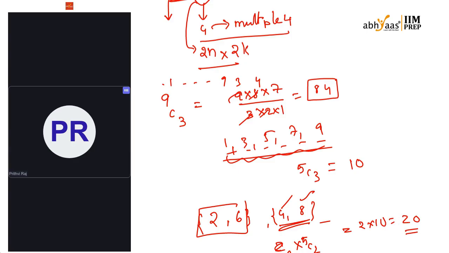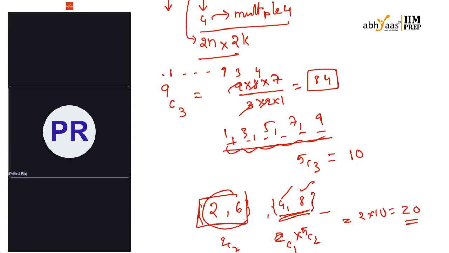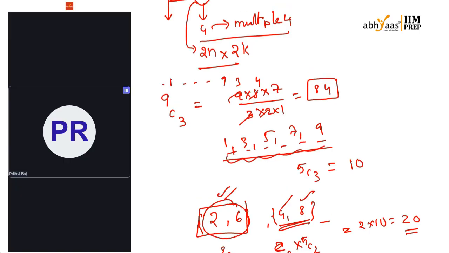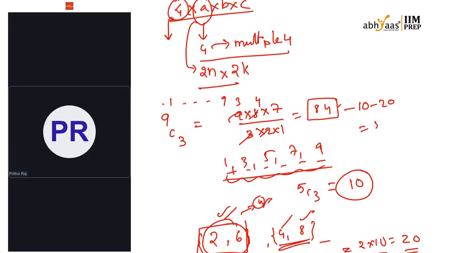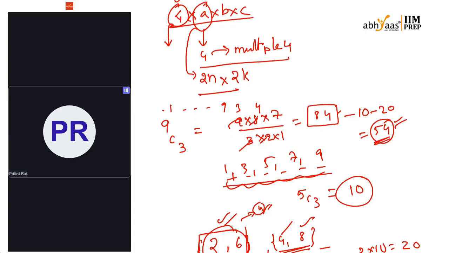20 triplets. Fine. Again, you may say, sir, what if I select 2C2, both of them? If you select both of them, then it is a multiple of 4, it will be divisible by 4. So no need to do that. So out of 84, if I remove 10 plus 20, that is equal to 54, are easily divisible by 4. Next one.